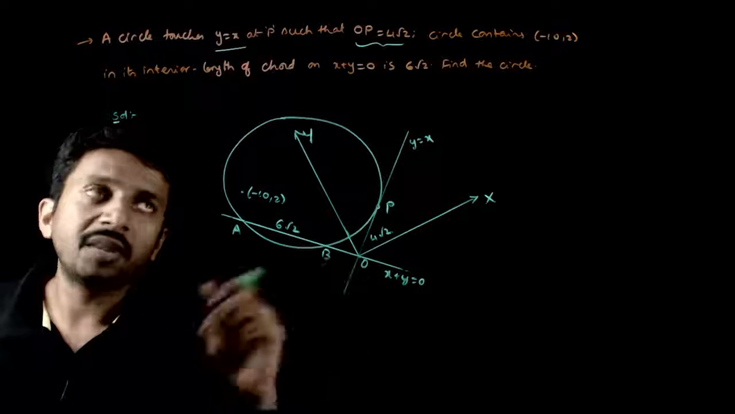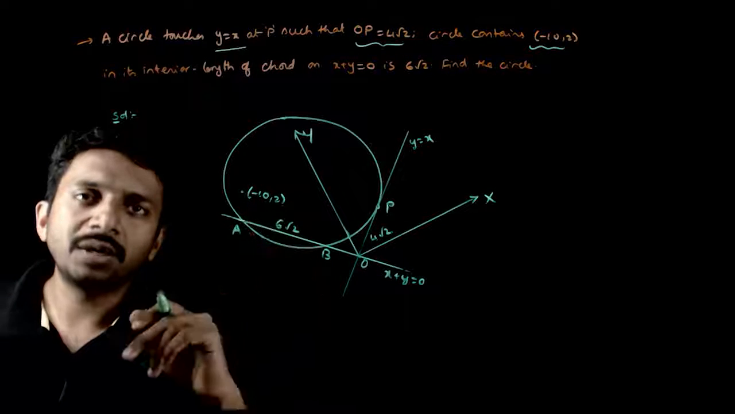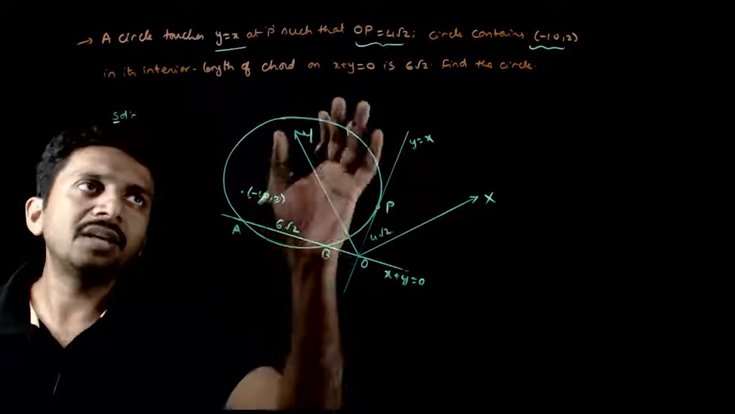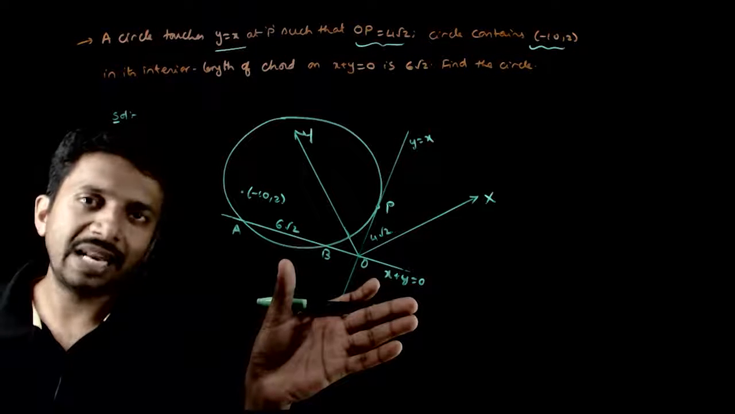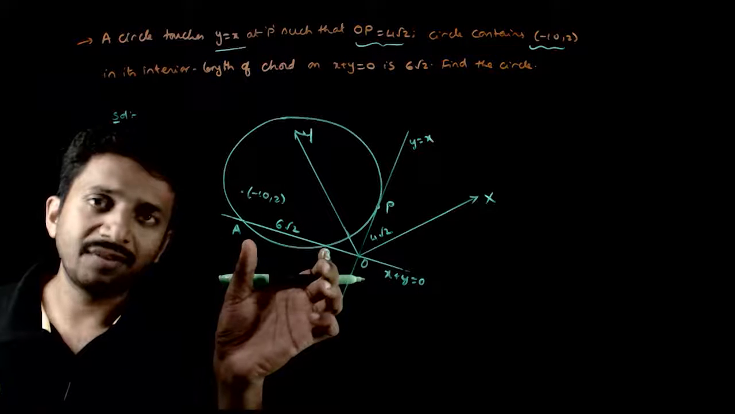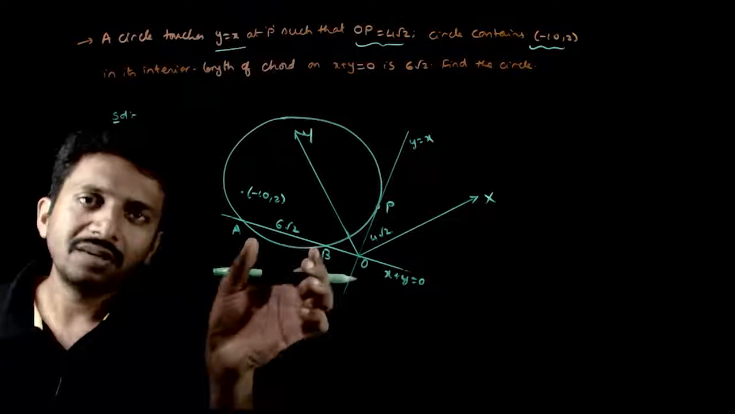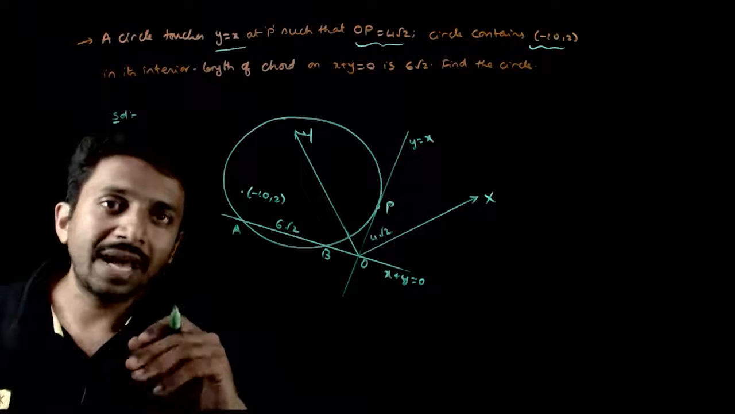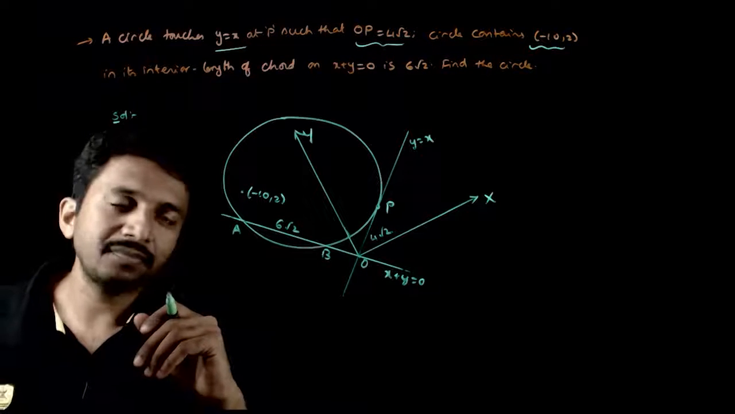And the circle contains (-10, 2) in its interior, and the length of the chord on the line x plus y equals 0 is 6 root 2. If I draw the line x plus y equals 0, the length of the chord that is cut by the circle is 6 root 2. So you are asked to find the equation of the circle.